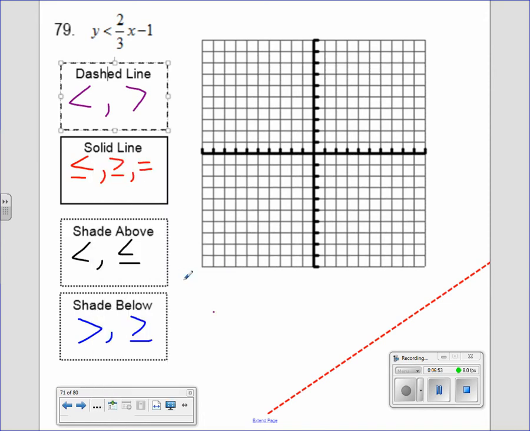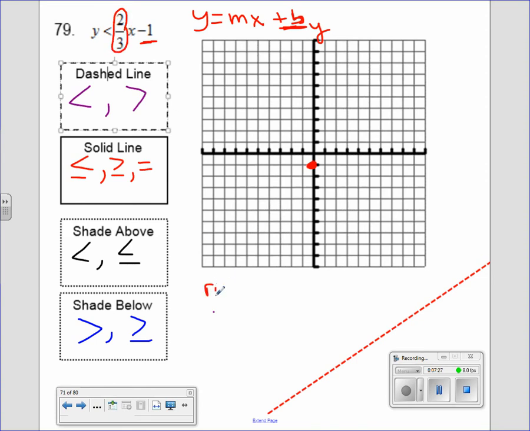Now let's go ahead and graph our inequality. Normally we see equations as y equals mx plus b, where m is our slope and b is our y-intercept. The only difference between these two is the inequality sign and the equal sign, but we're still going to graph it the same way. So our b is our y-intercept, in this case is -1, so put a dot at -1 on your y-axis. And if we look at our slope, it is 2/3.